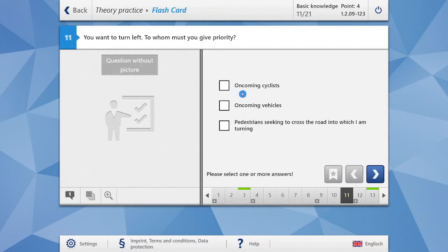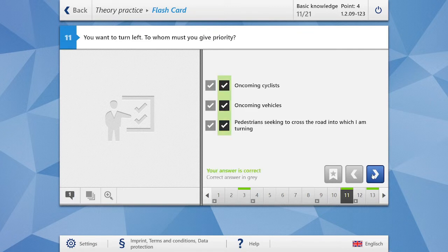Let's look at this question. You want to turn left. To whom must you give priority? Remember, right of way for parallel moving traffic. Oncoming cyclist? Yes. Oncoming vehicles? Yes. Pedestrians seeking to cross the road into which I am turning? Yes. That should be our answer.